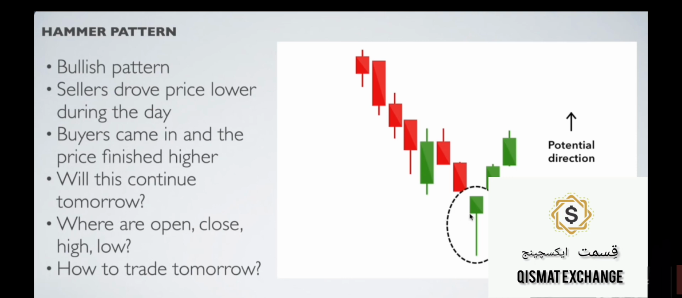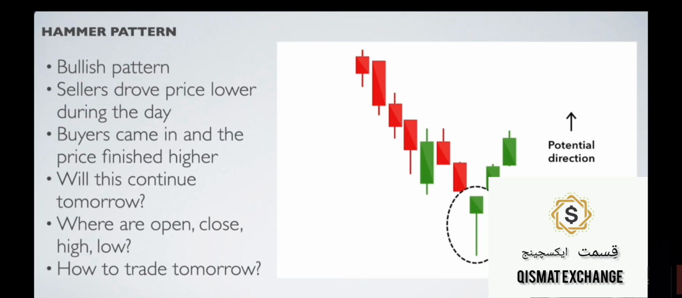What happened essentially is that sellers pushed the price all the way down here. Buyers came in though, pushed the price up. And actually at the end of the session, the closing price was higher than the entry price, or the opening price. During the session, sellers came in, buyers pushed the price up though. Is this going to happen tomorrow or in the next period, in the next candlestick? It may do. And if it does, that means we can use this to enter into some trades.